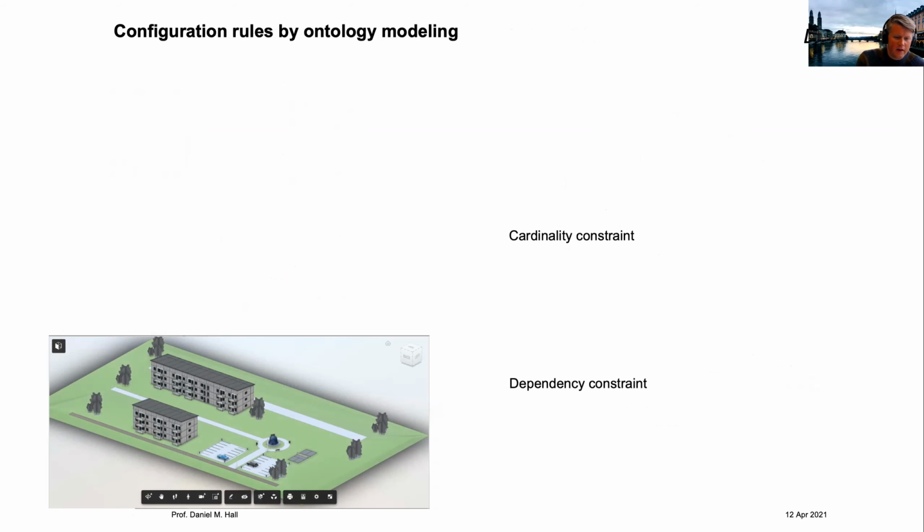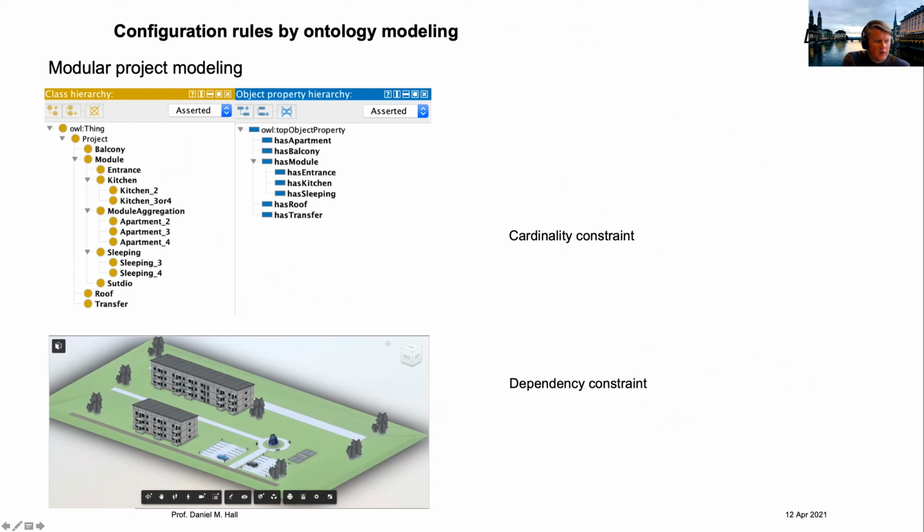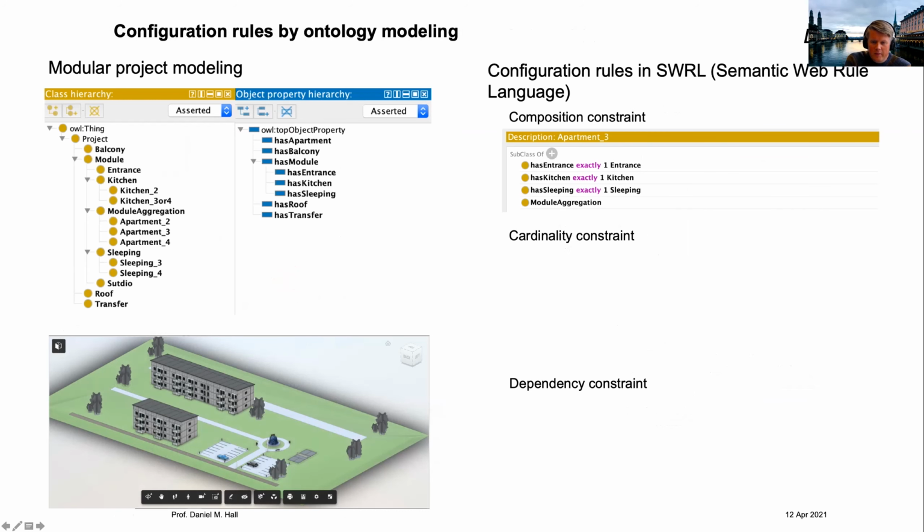All right, and then finally, we can start to think about ontology modeling. Again, this is more advanced than you need for your project, but maybe you're interested in it. We can start to think about the hierarchy of the modules, so we can start thinking about the module aggregation. And then we can model the configuration rules using semantic web rule language, which can help us with our configuration.